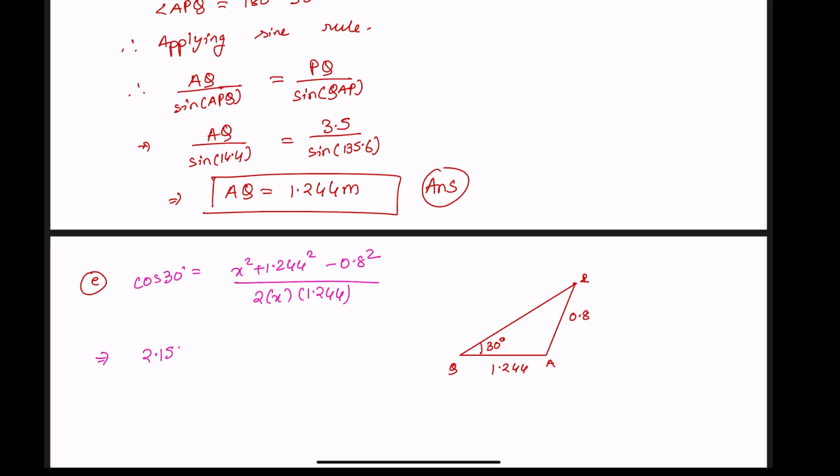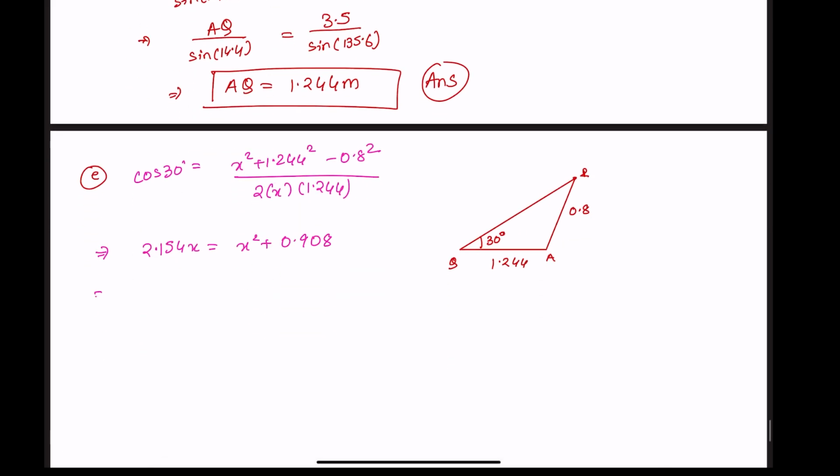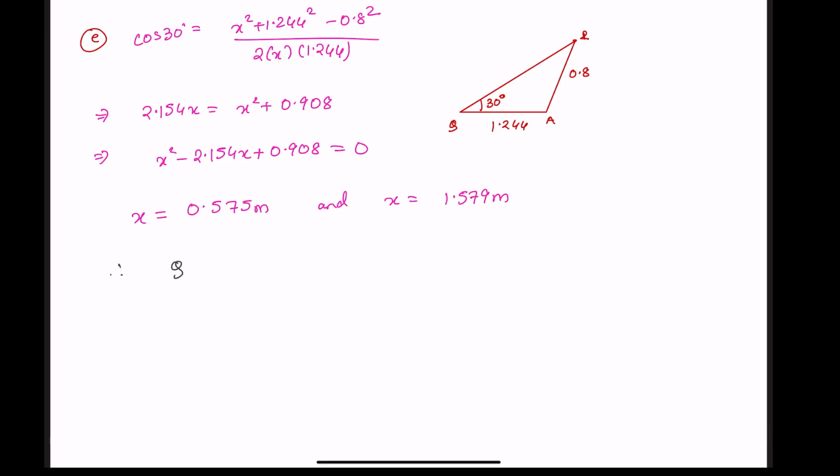So 2.154x equals x squared plus 0.908. If we simplify a little bit, we get x squared minus 2.154x plus 0.908 equals 0. So the x values from here would be 0.575 meters and x will be equal to 1.579 meters. Therefore, QR will be equal to either 0.575 meters or 1.579 meters. These two would be the answers to part E.